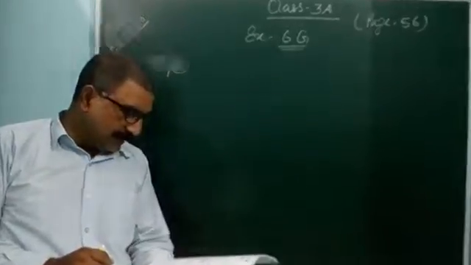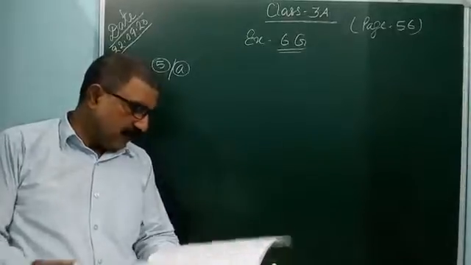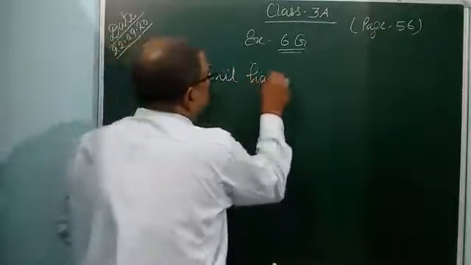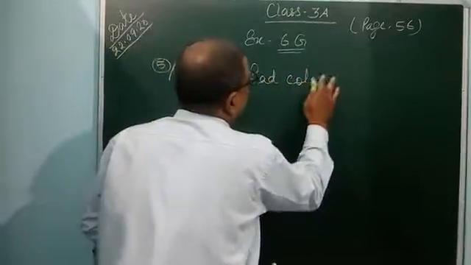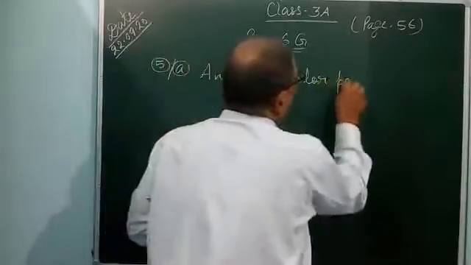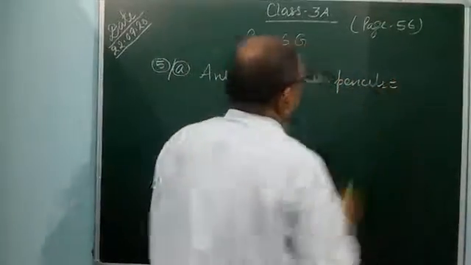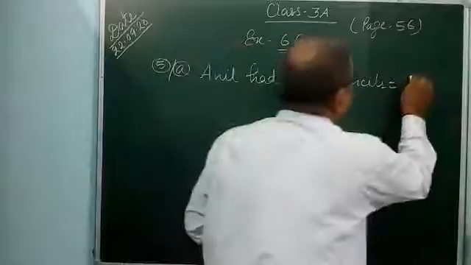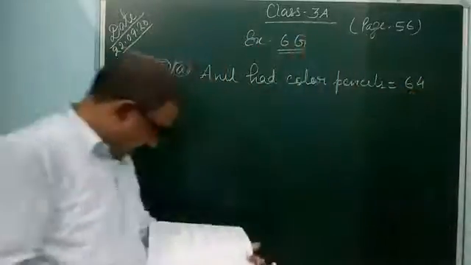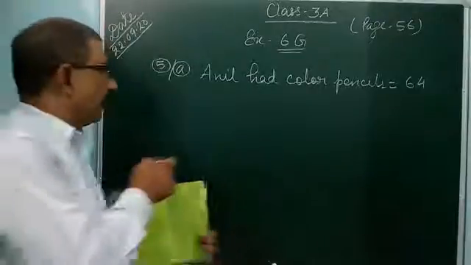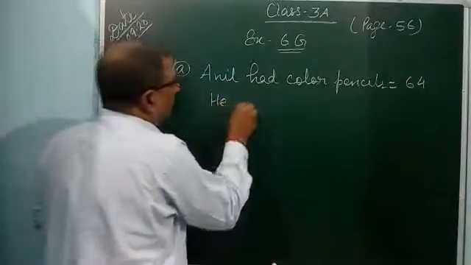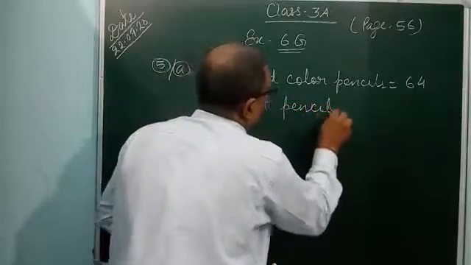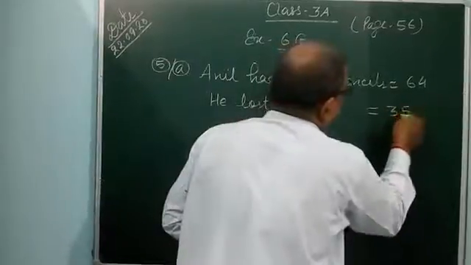5A. Anil had 64 color pencils. You can write it: Anil had color pencils. How many color pencils did Anil have? 64. 64 color pencils. He lost 35 of them. He lost pencils. How many pencils did he lose? 35.